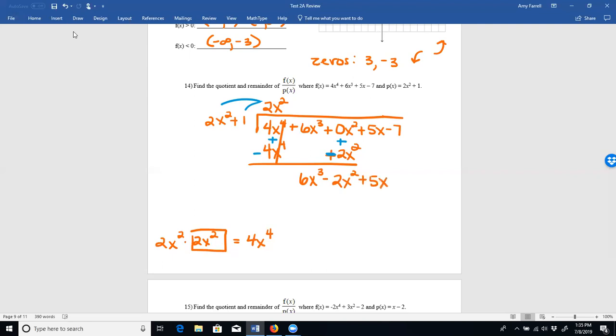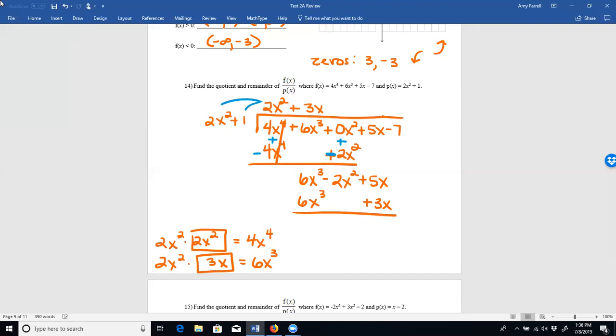I repeat this process. I take the first term of the divisor, 2x squared, and I ask myself, what can I multiply 2x squared by in order to get 6x to the third? And that would be a 3x. That goes up here, and it continues my quotient there. Then I take the 3x times the 2x squared and the 1. I write it below. 6x to the third plus 3x.